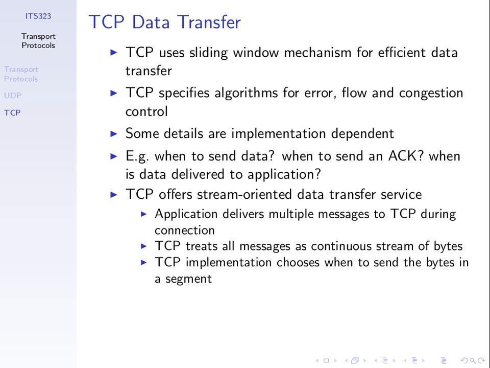And when to send an ACK. Normally we think we send a data segment and then the receiver would send back an ACK segment. But we don't have to have one ACK segment for every data segment received. We could send 3 data segments and then the receiver sends one ACK back acknowledging all 3. So there are different choices there.